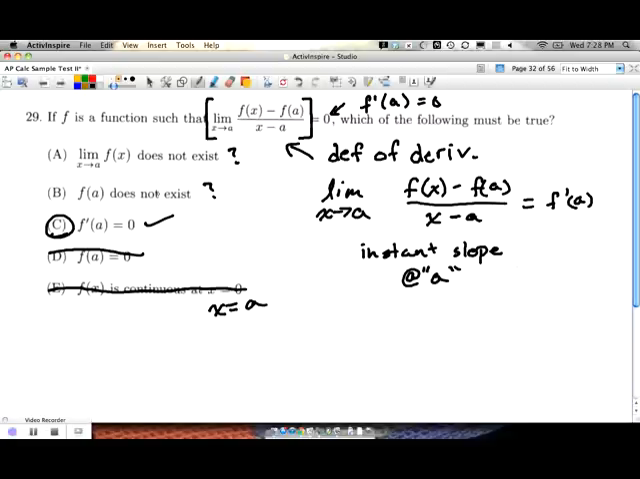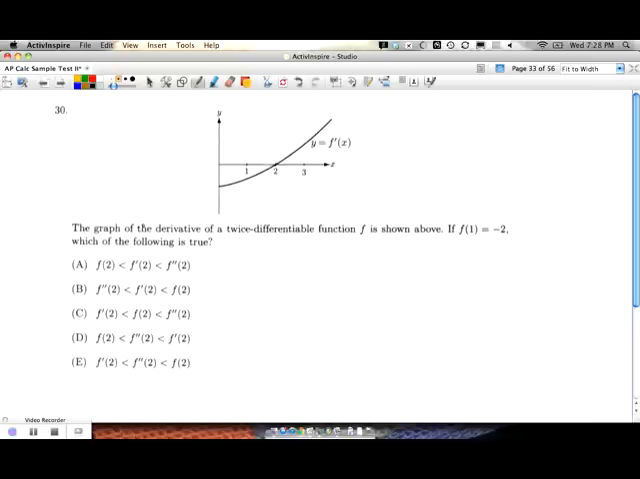So a and b shouldn't be true actually, because these both have to do with continuity, and for you to have a derivative you do need to be continuous, so those should be actually false. And C is true because that definition of a derivative is translated into f prime of a. Alright, let's do the next one.